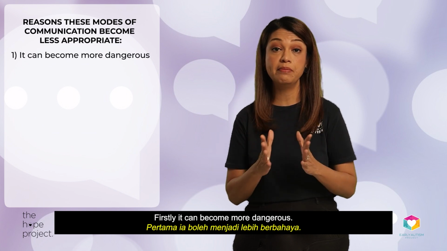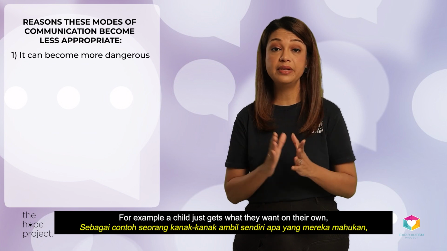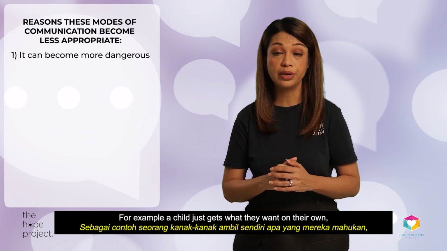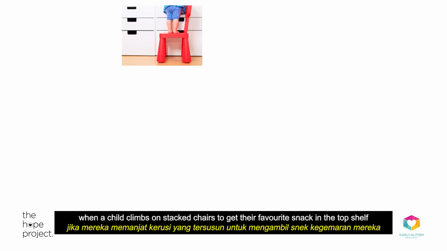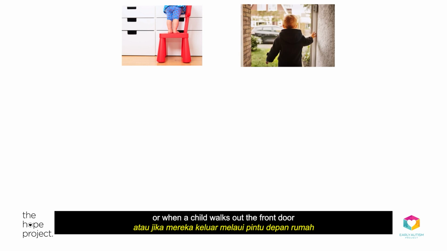Firstly, it can become more dangerous. For example, a child just gets what they want on their own. While this is good for independence, it can actually be dangerous when a child climbs on stacked chairs to get their favorite snack on the top shelf, or when a child just walks out the front door to head to their favorite playground or restaurant.